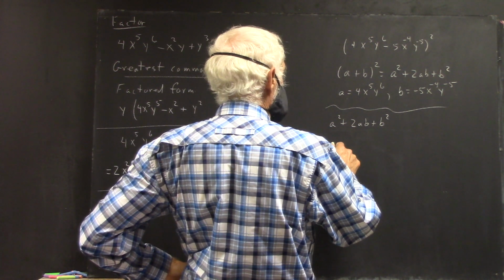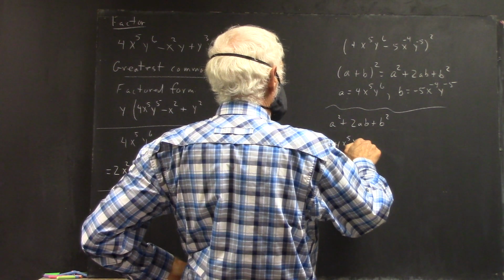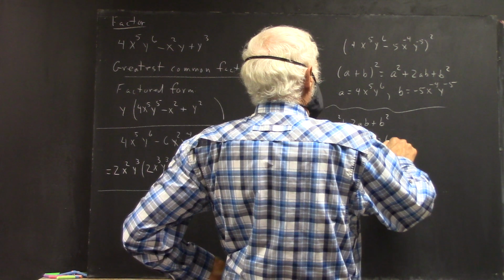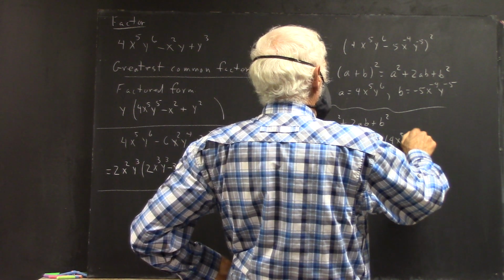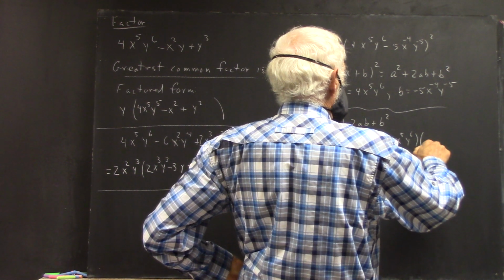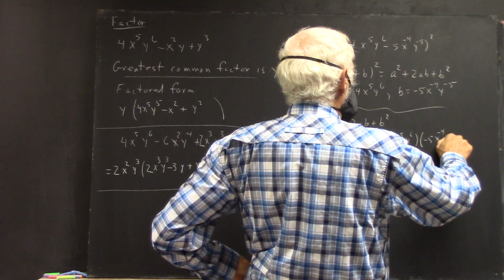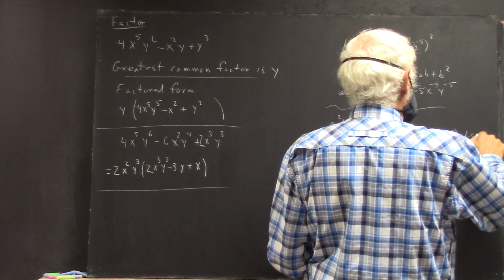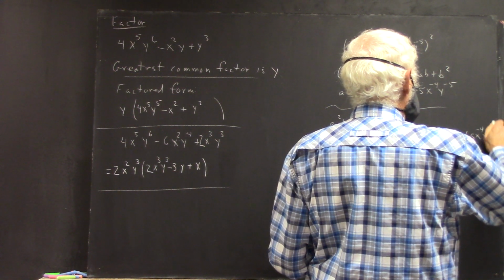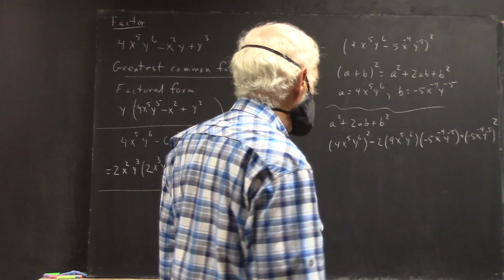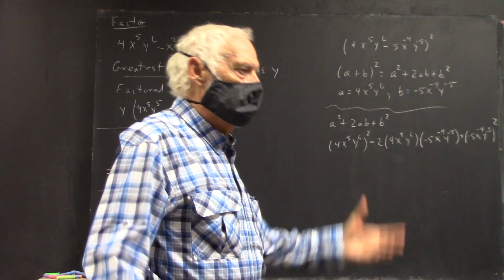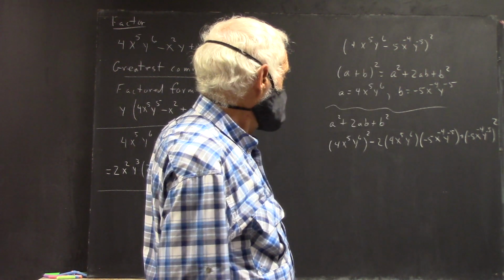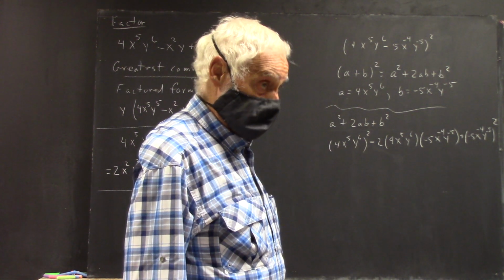So that's going to be 4x to the fifth y to the sixth squared minus 2 times 4x to the fifth y to the sixth times negative 5x to the negative fourth y to the negative fifth plus negative 5x to the negative fourth y to the negative fifth quantity squared. Now this is just clerical. If you have the special product, you just identify A and B and plug in. Okay?